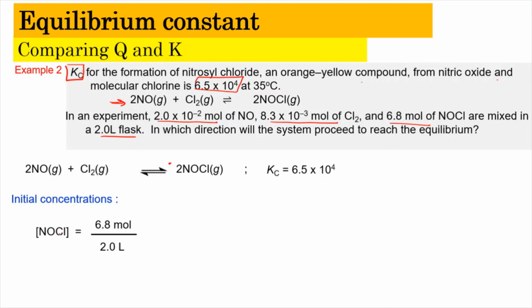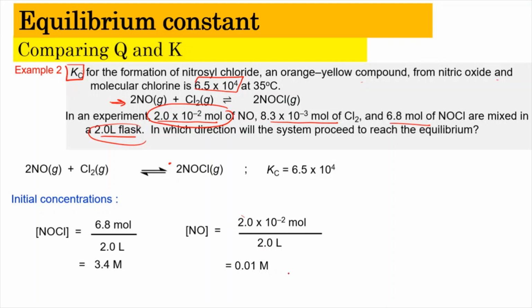For the concentration of NOCl, it's going to be 6.8 divided by 2. We're going to get the concentration to be 3.4 molar. For the concentration of NO, it's going to be 2.0 times 10 to the power of negative 2 divided by the volume of the flask, which is 2. We're going to get 0.01 molar. For the concentration of Cl2, it's going to be 8.3 times 10 to the power of negative 3 divided by the volume of the flask. So we're going to get the concentration of Cl2 to be 0.0042 molar.